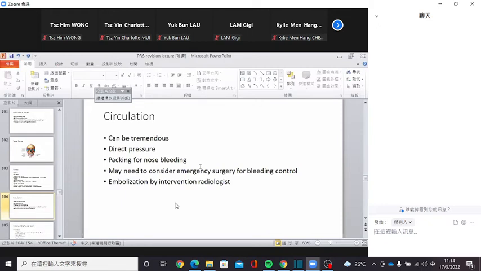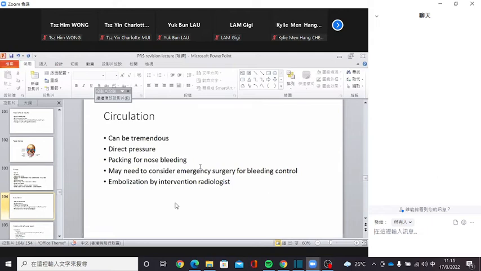So circulation, the bleeding could be tremendous. So what you can do is to apply direct pressure. Otherwise, you could do nose packing if you suspect that bleeding is from the nasal cavity. There is some Merocel readily available in A&E. You can just put it inside the nose.